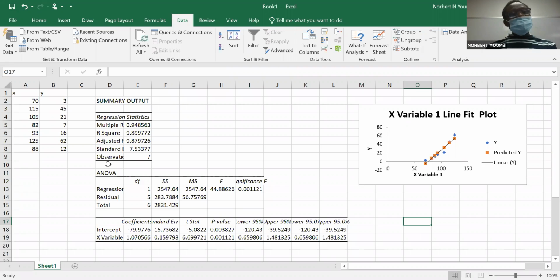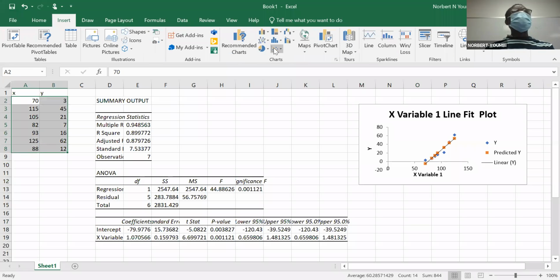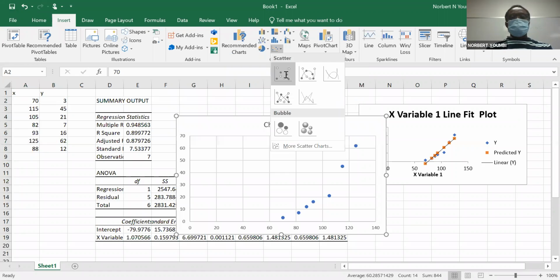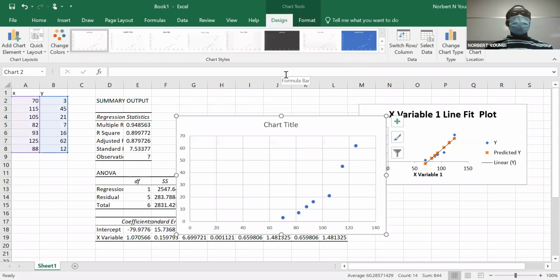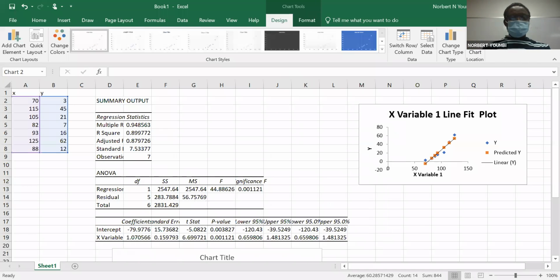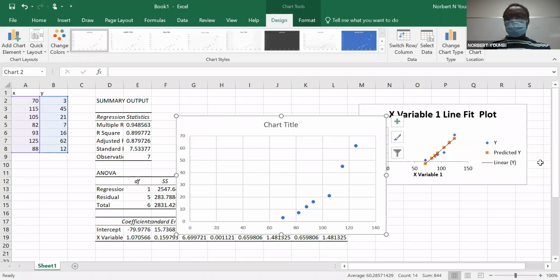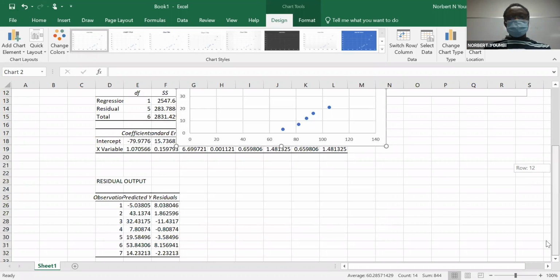If you just want your scatter plot, you just highlight the values like this, and then go to Insert and choose this diagram, this point here. Then you have your scatter diagram without going further, just like we did with the pie graph. Not very important for now, but if somebody asks you to make a scatter diagram, that is what you will be doing.